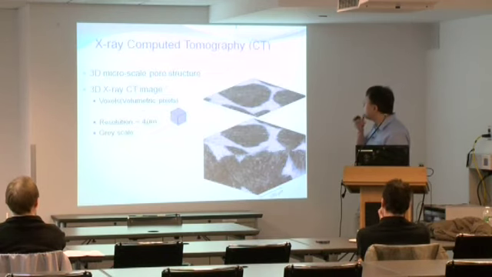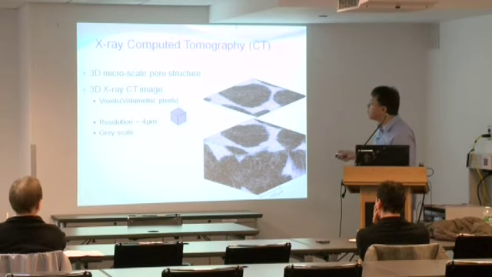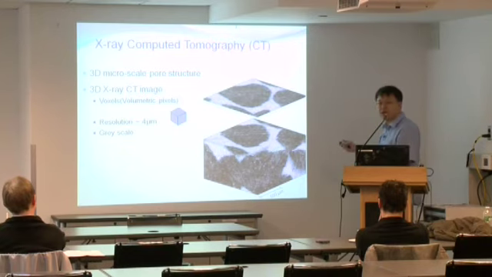X-ray computed tomography of the rock samples is used to investigate three-dimensional microscale pore structures. This is one example of an X-ray CT image. An X-ray CT image consists of many voxels. A voxel is a cube, and its size is about 4 micrometers. This is one slice of a three-dimensional X-ray CT image. It has about 40 by 40 voxels. Then we take many slices together, and we have the three-dimensional X-ray CT image.